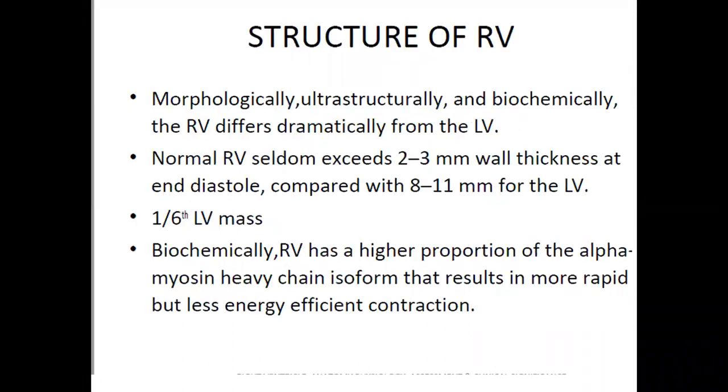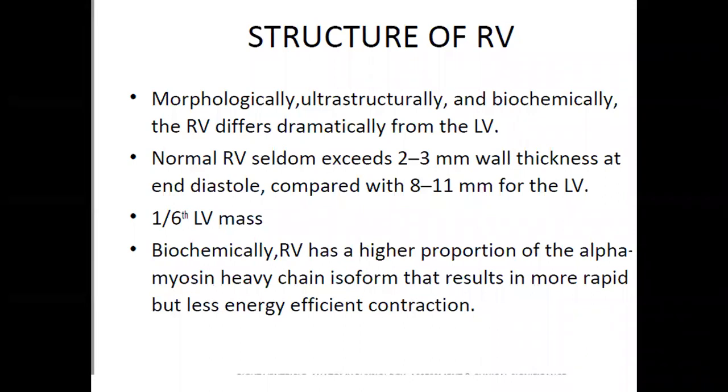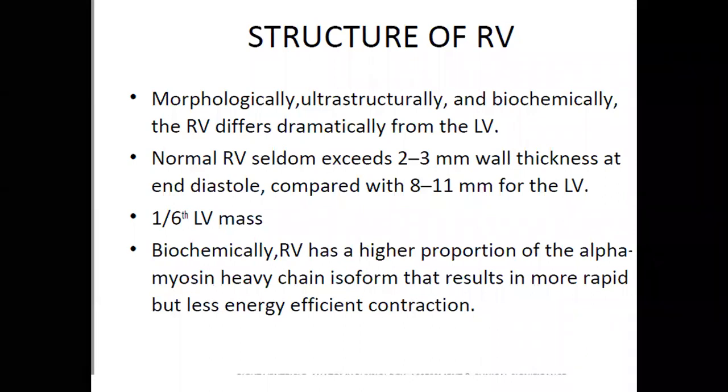So before we go to the pathophysiology, it's worthwhile discussing the structure of the right ventricle. The right ventricle is morphologically, structurally, and biochemically distinct. When you see the morphology, the normal RV wall seldom exceeds 2 to 3 centimeters. It's a very thin-walled structure, and this is a very compliant ventricle when compared to the left ventricle. And the mass, as you expect, is 1/6 of the left ventricle mass.